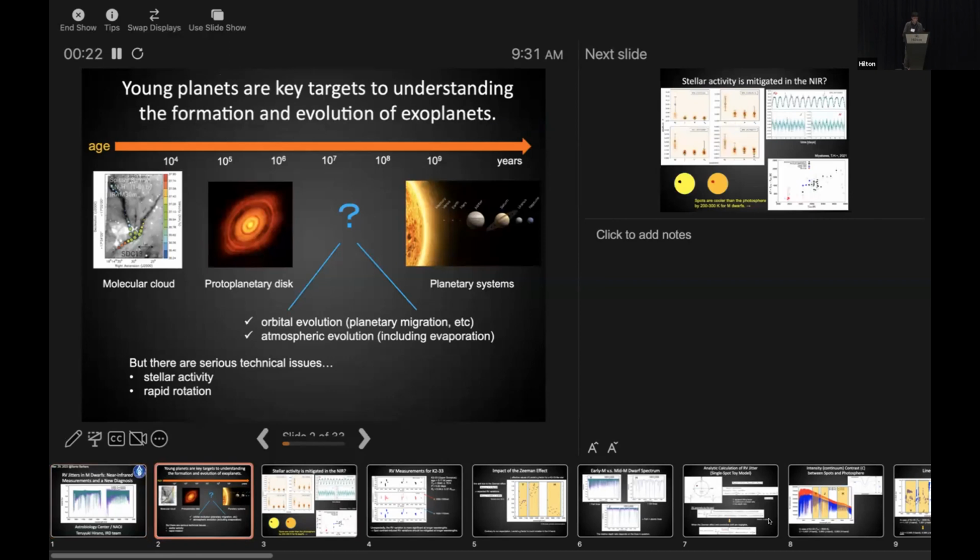Obviously, as Sarah mentioned, young planets are a great target to understand the formation and evolution of exoplanets. They are a very important target to discuss orbital evolution or atmospheric evolution. But as you know, there are serious technical issues in investigating those young planets, including stellar activity and rapid rotation.